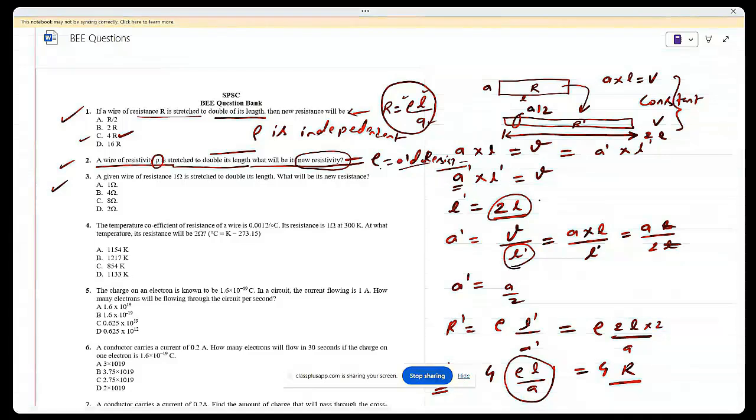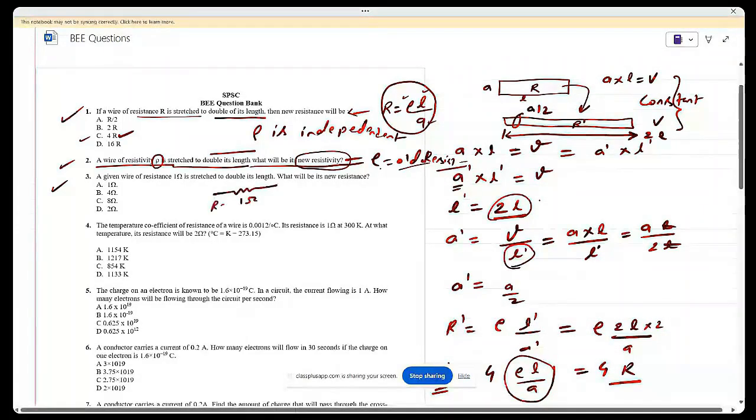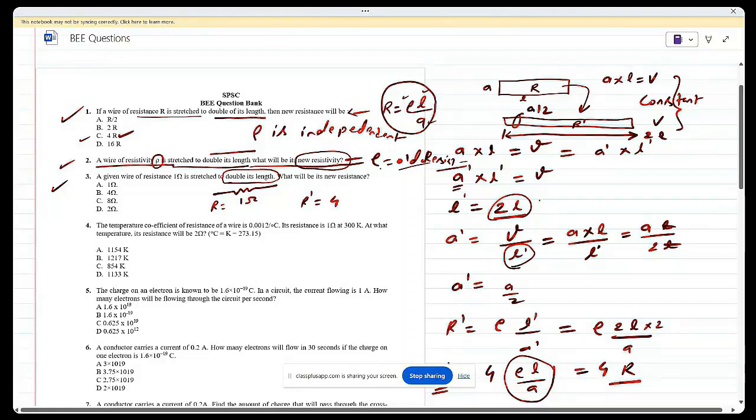A resistance of 1 ohm. This is the resistance of 1 ohm. This is the old resistance. Is stretched double to its length. Means what will be the new resistance? So new resistance will be 4 times of old resistance. Simple. Because just we have calculated 4. What is the relation? 4 times. If it is doubled, then the resultant will be 4.